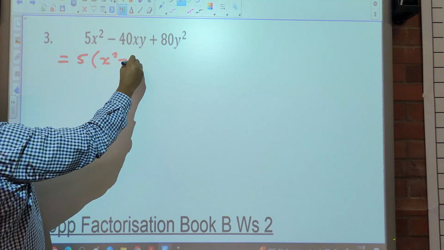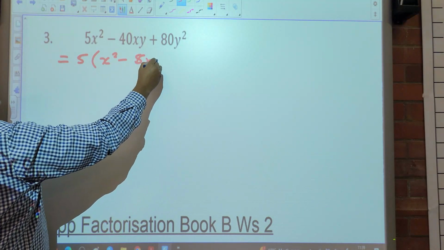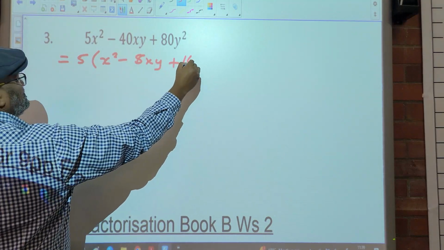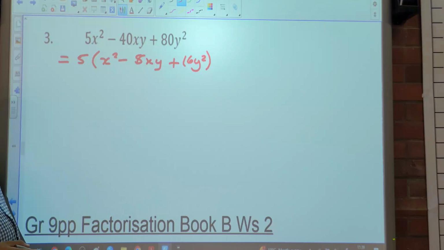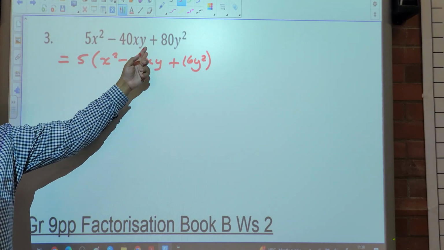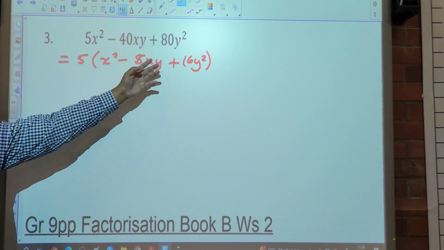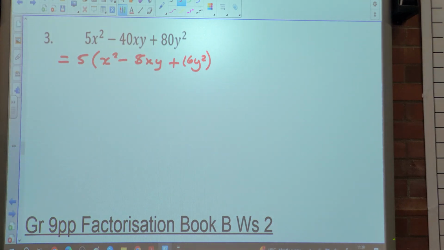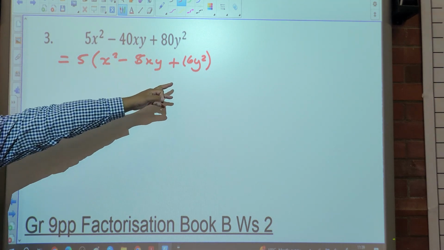X squared minus 8xy plus 16y squared. And we can test if it's right. 5 times x squared is 5x squared, 5 times negative 8xy is negative 40xy, 5 times 16y squared is 80y squared. Can you see that? So again, it's 3 terms inside the bracket. Is the first and last term perfect squares?